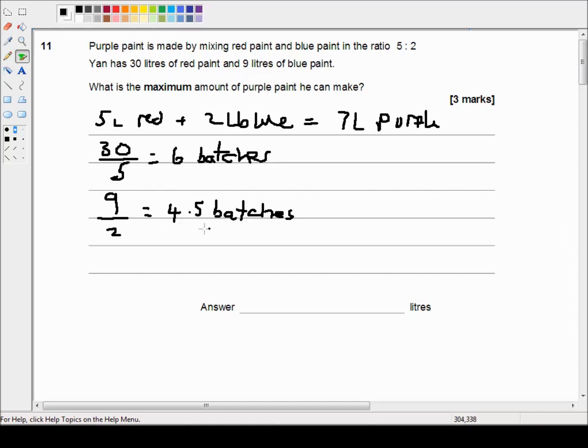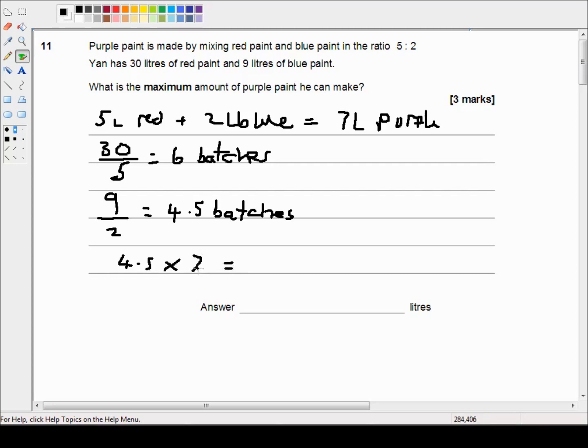So 4.5 batches is less than 6 batches, so he's going to run out of blue paint before he runs out of red paint. So the maximum amount he can make is if we just take these number of batches and multiply by 7 litres per batch. So 4.5 times 7.